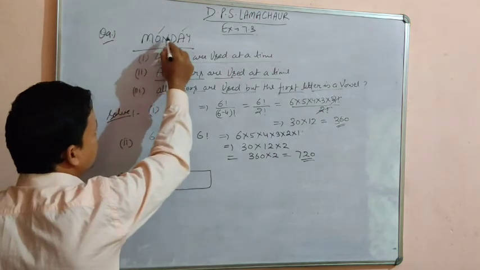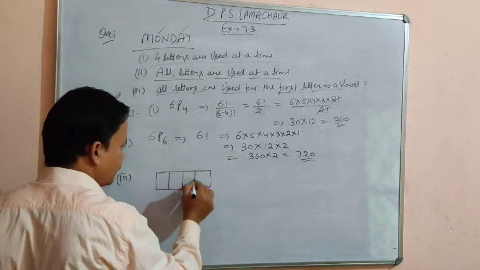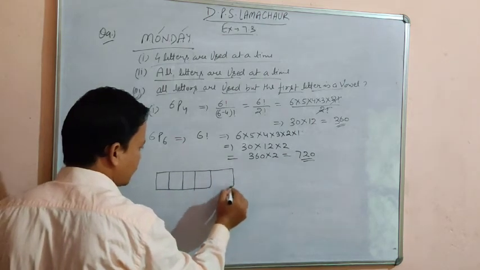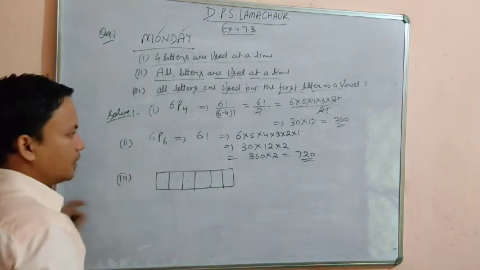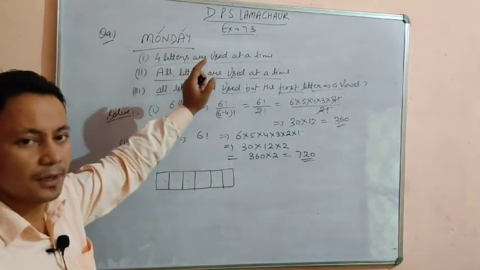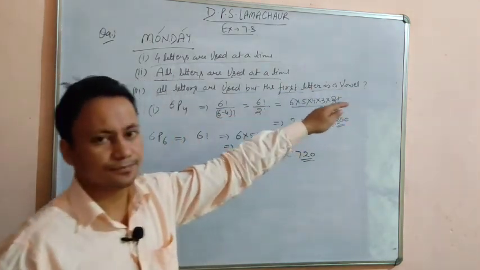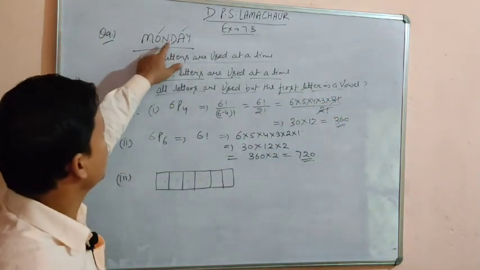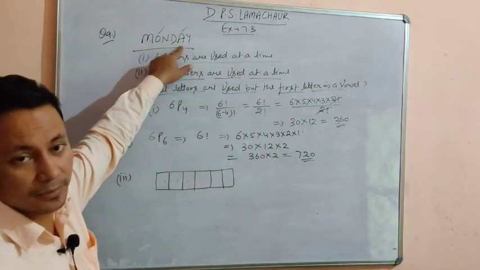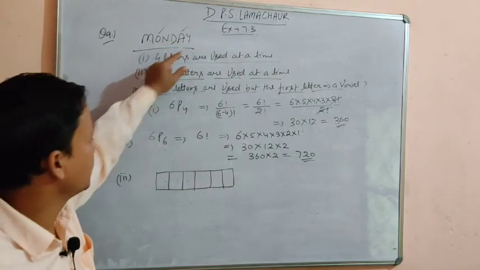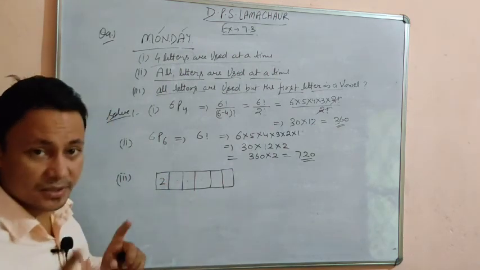There are 6 options, so we have to make 6 boxes. We have to use all the letters, but the condition is that the first letter is a vowel. The vowels are A, E, I, O, U, and there are only 2 vowels available in the word Monday. So the first box has only 2 options. But repetition is not allowed.